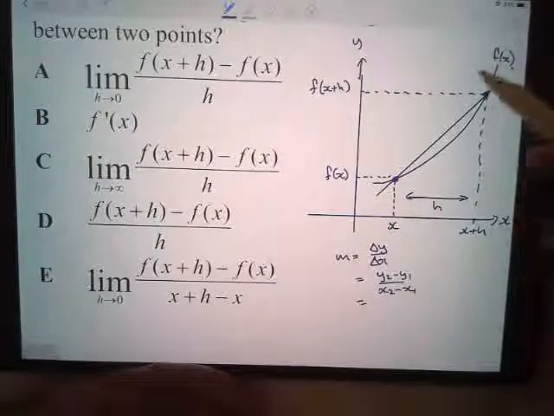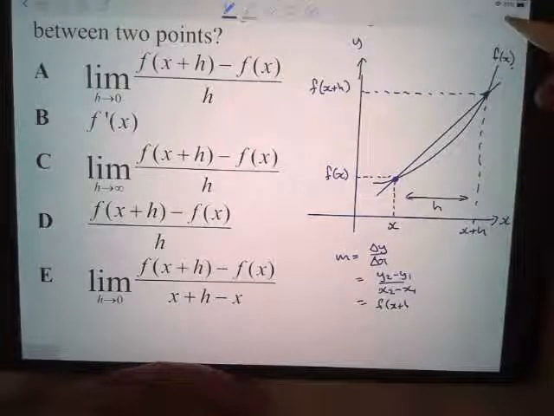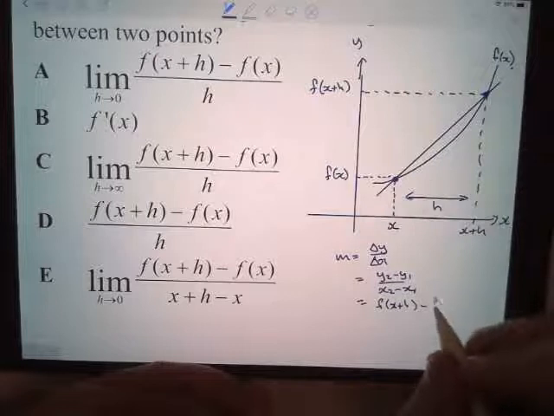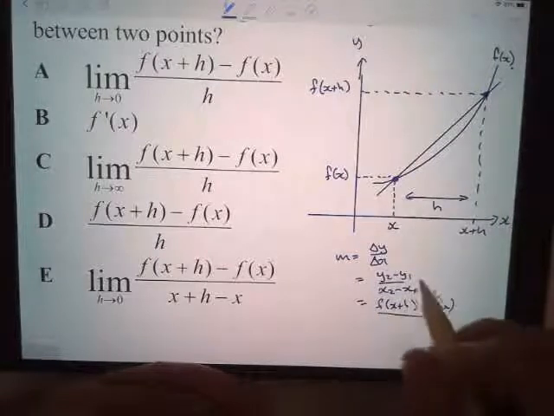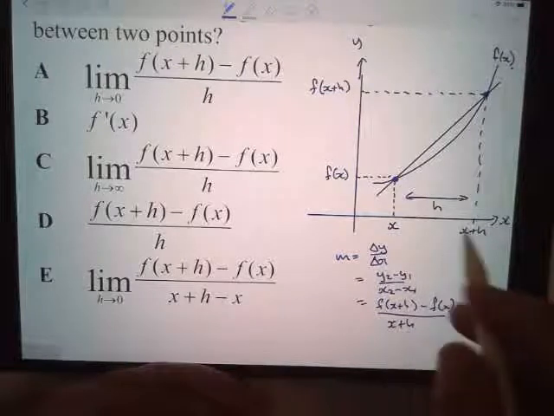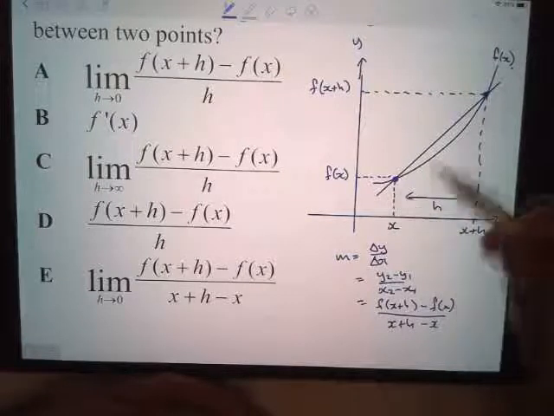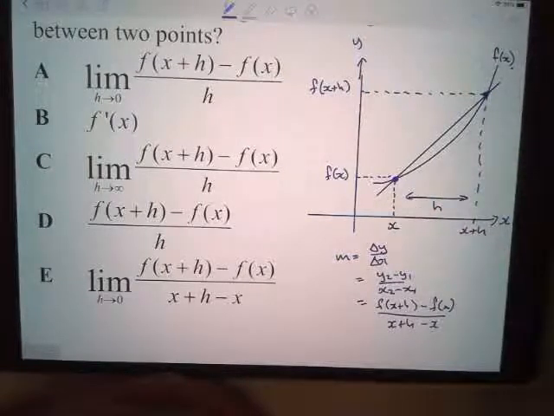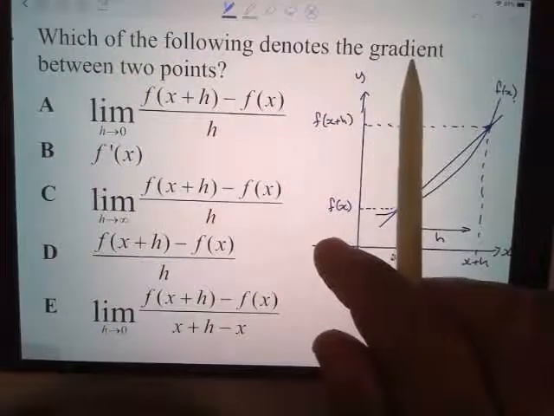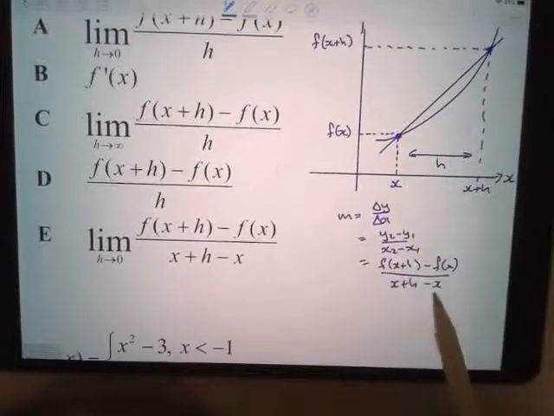In this case, y2 is f(x+h), minus y1, and y1 is f(x), divided by x2, which is x plus h, minus x1, which is x, so take away x. Now I'm going to stop there because that's between 2 points. They ask us here, which of the following denotes the gradient between 2 points? That is between 2 points, and this is the gradient.